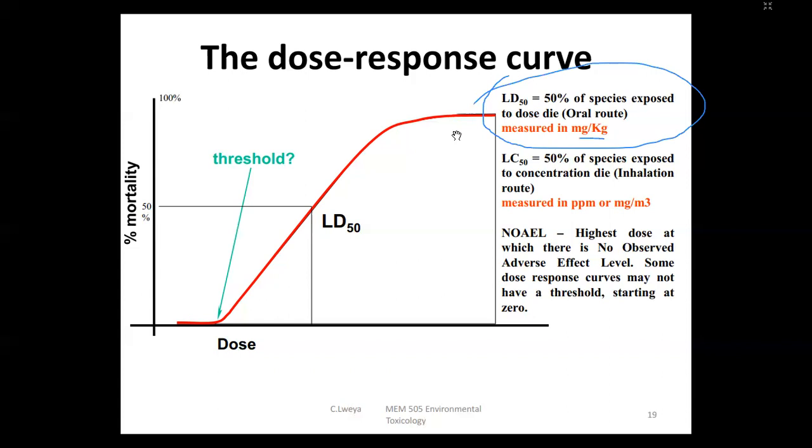Then LC, we're talking about the concentration the species are exposed to through inhalation, the route through the nose, or maybe breathing through the mouth. The quantification can be done in ppm, parts per million, or milligrams, or in centimeter cubed. Then we're trying to look at this substance, I don't know how to read it out, NOEL.